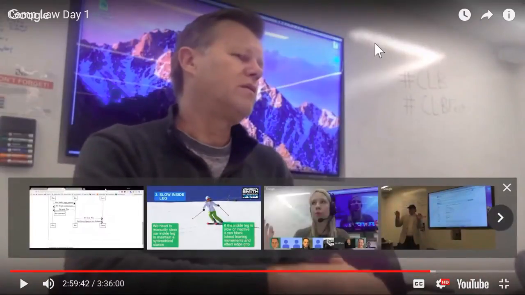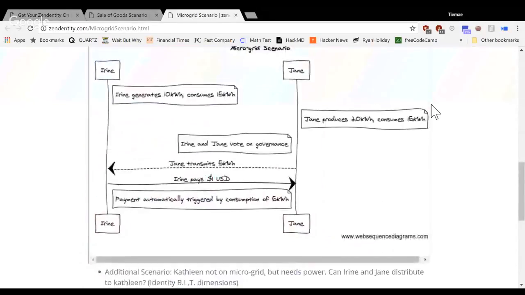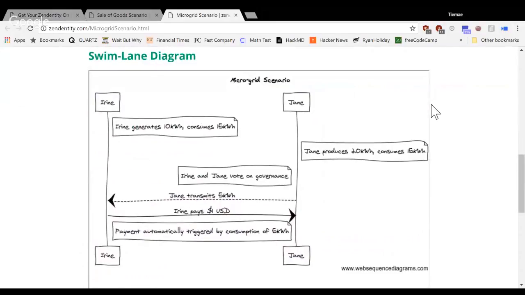Okay. Does everyone know what a microgrid is? Yes? Okay. Does anyone not know? Yeah, I'm still hazy, honestly. Okay. It's technical. So a microgrid pretty much is an isolated energy production community. And one example of a microgrid is LO3's project in Brooklyn.